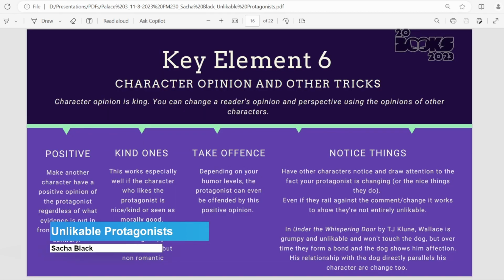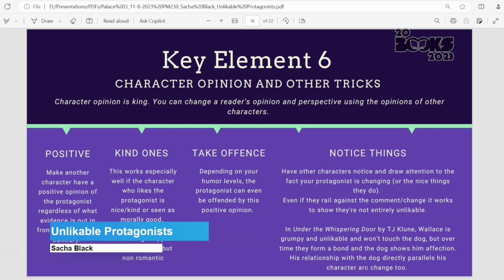Element six is character, opinion, and a few other little tricks. So when your other characters have opinions about your protagonist, that will influence the reader and their opinion. You could have another character have a really positive opinion of your villain protagonist in spite of everything. A great example of a trope with this is Grumpy Sunshine, right? The grumpy character is usually the protagonist. The sunshine character is just vehemently positive about your main character, despite the fact that they're a complete arse, always moody, not very nice to the sunshine character, and yet they persist with their positivity.